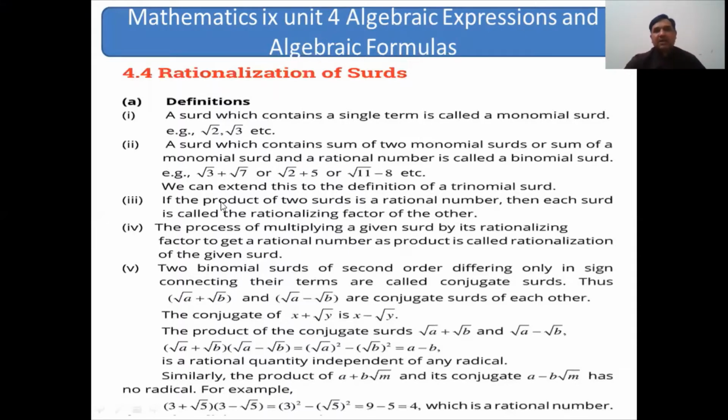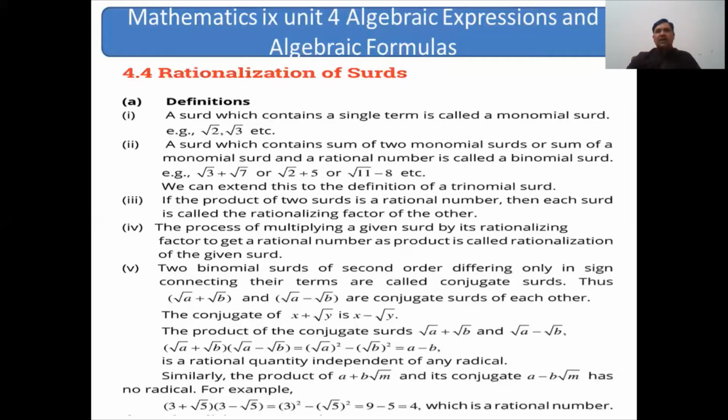Next, if the product of two surds is a rational number, that is, if we multiply two surds and the result is a rational number, then each surd is called the rationalizing factor of the other. If you multiply two surds and the result is a rational number, then we say that these two surds are rationalizing factors of each other.